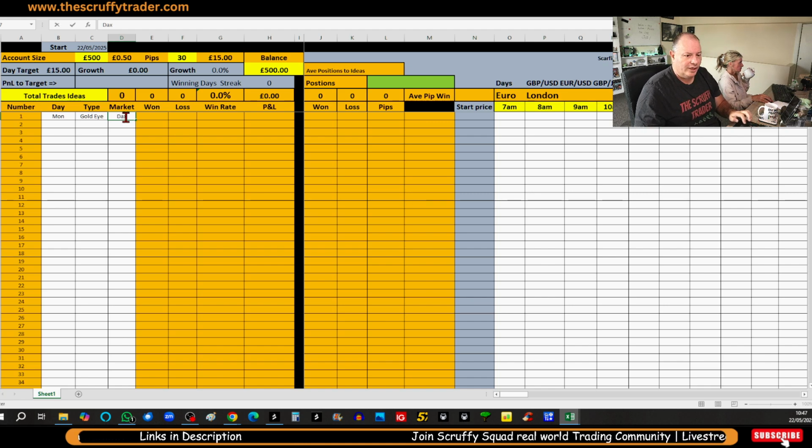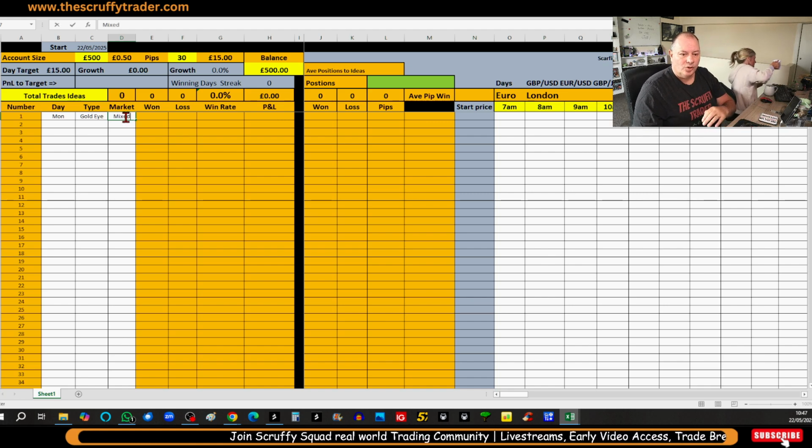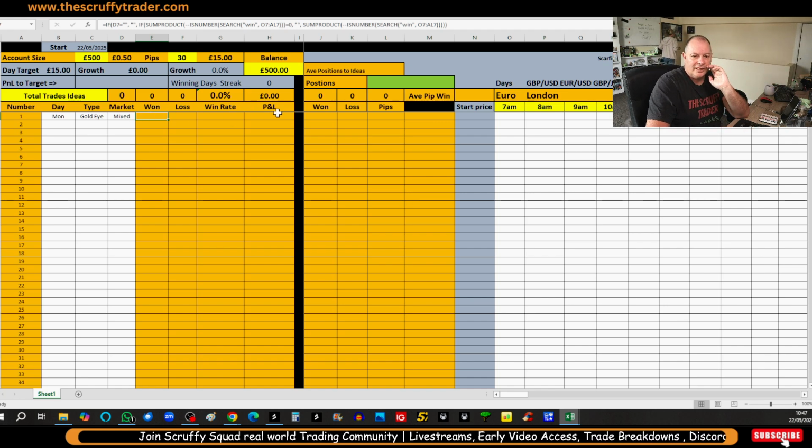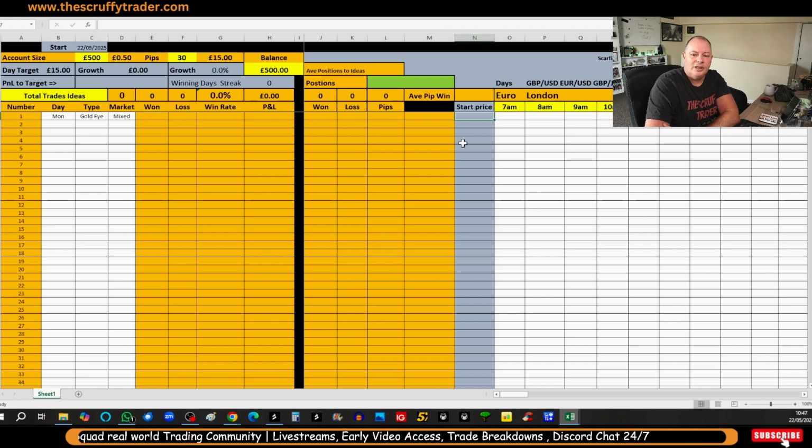So see, I was just going to trade the DAX today. I would just put the DAX in. But if I'm trading multiple markets, I'll put mixed so that I know what I'm looking at. Okay. This section here pre-populates everything. It'll do it itself. The only thing you have to put in is what your bid size is.